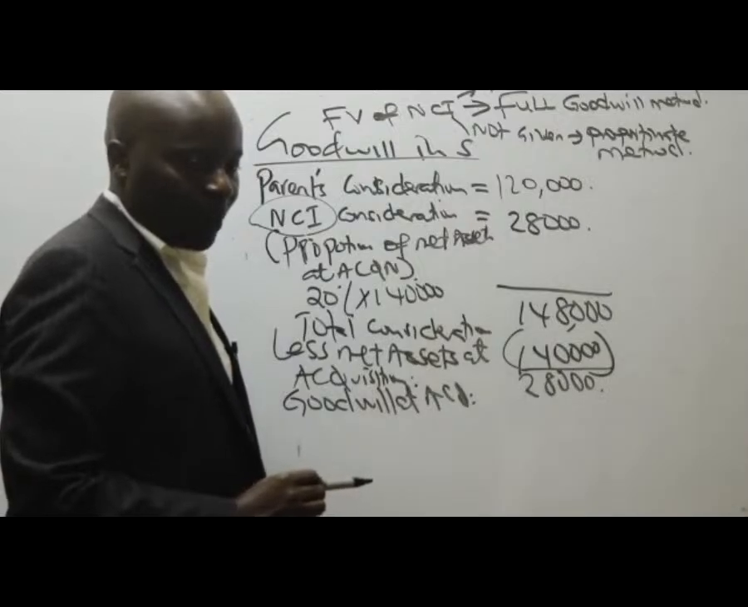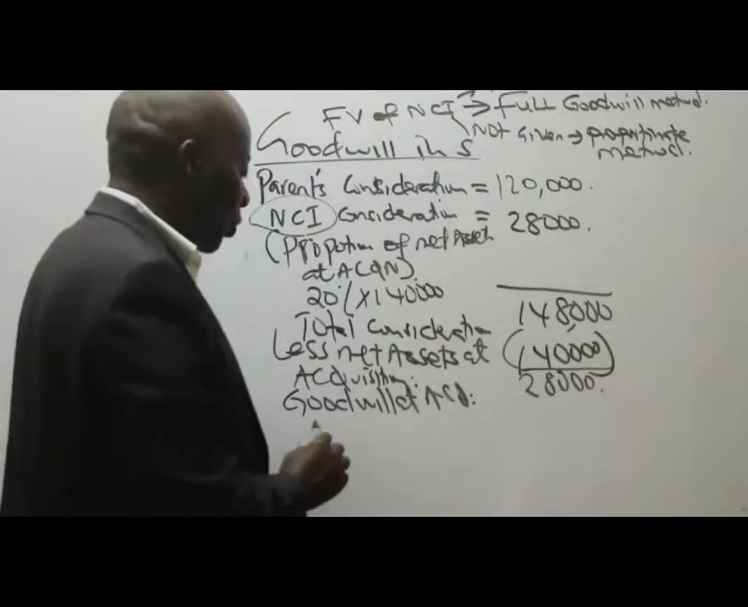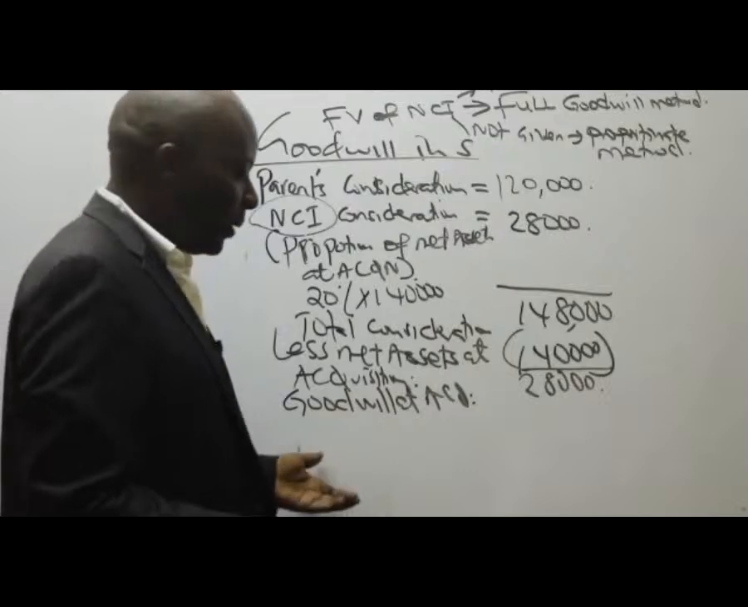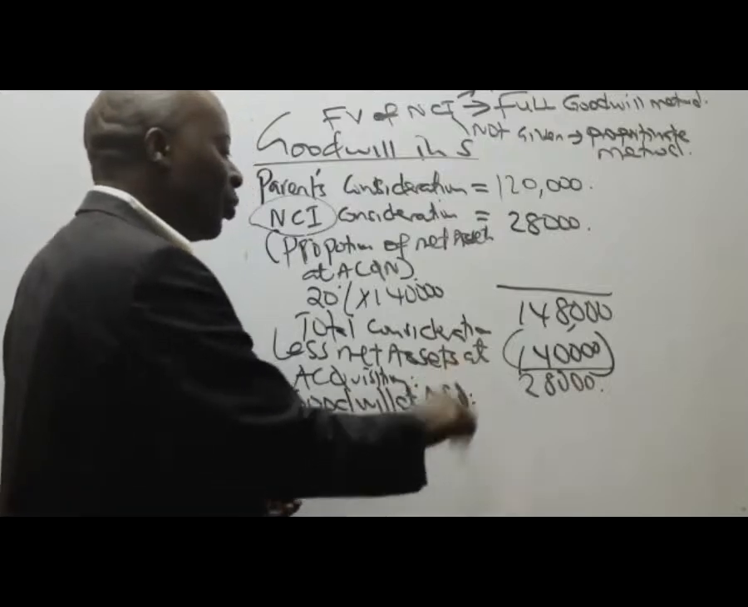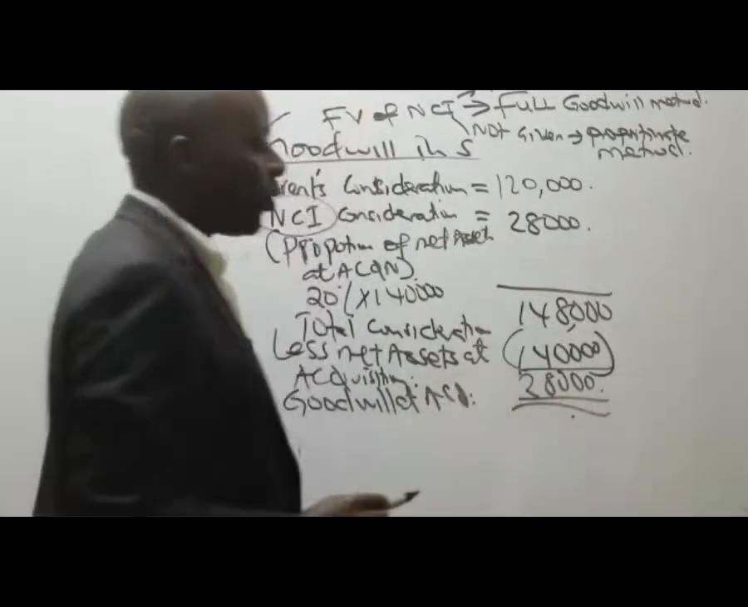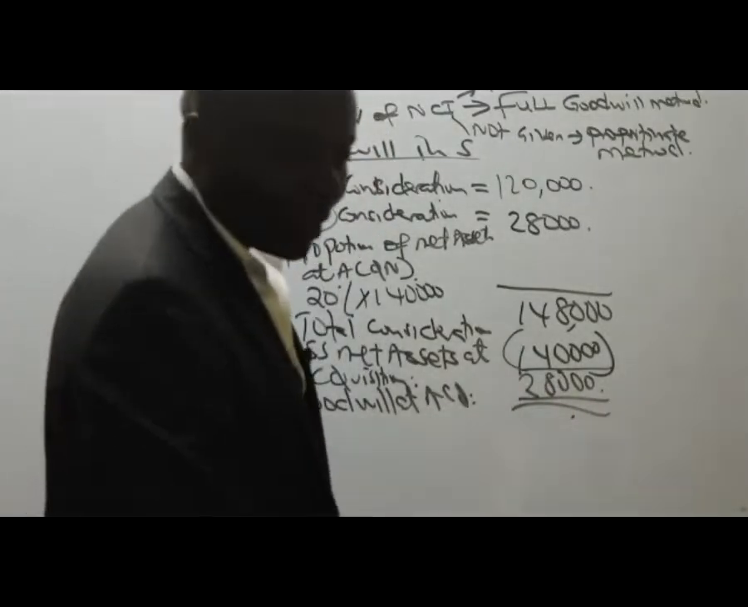Of 28,000. All right. And then we have, of course, any impairment. There were no impairments. So this automatically also becomes the goodwill at reporting. So I can go ahead and double underline this.